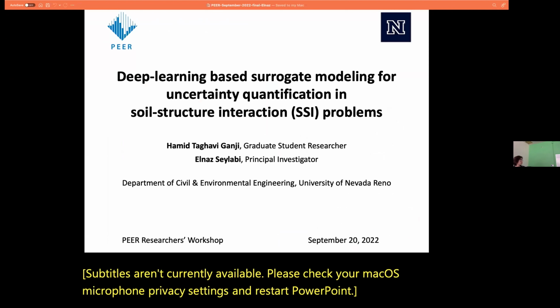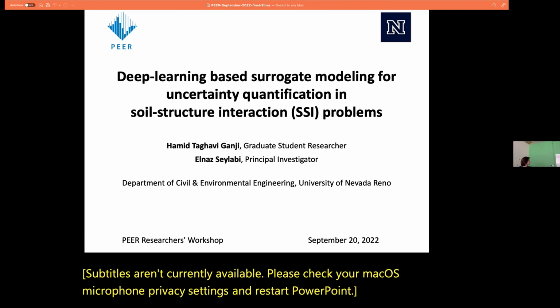Good afternoon, everyone. So this is our ongoing project for PEER with the topic of deep learning-based surrogate modeling for accelerating uncertainty quantification tasks in soil structure interaction problems. And we have started this project in January, February.